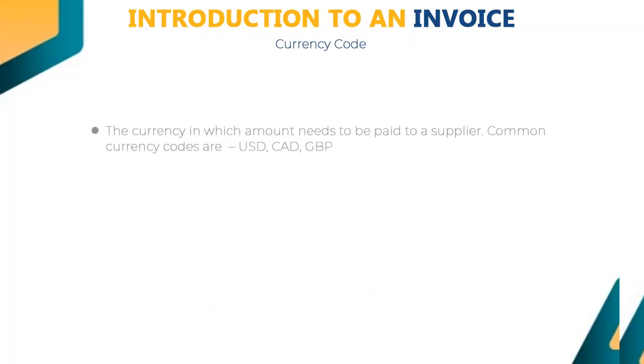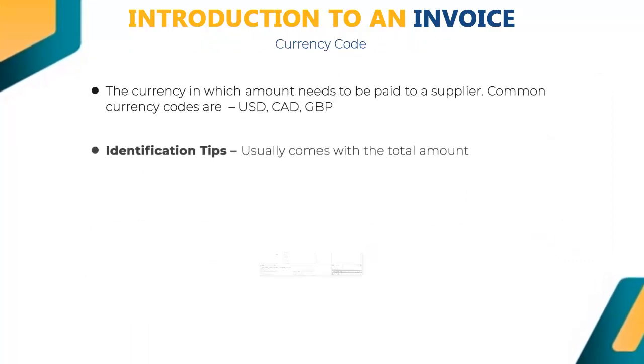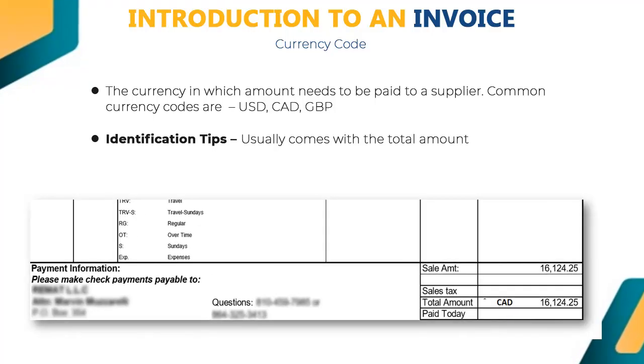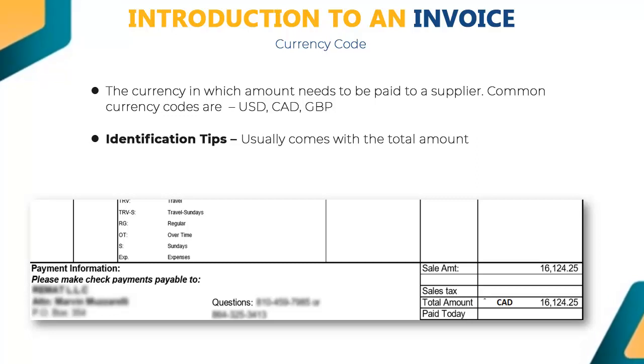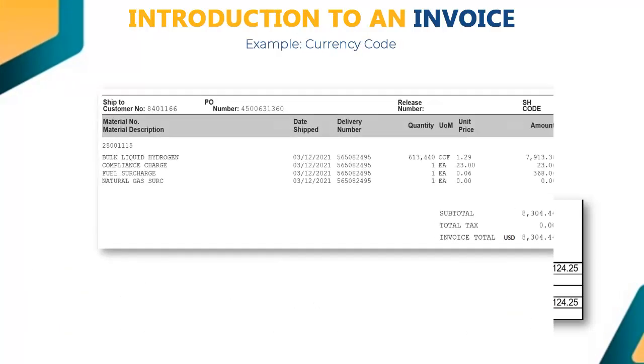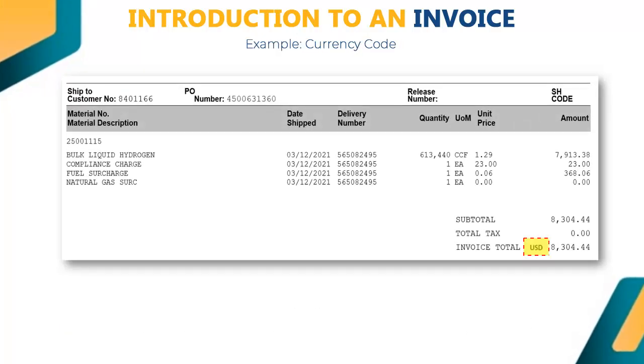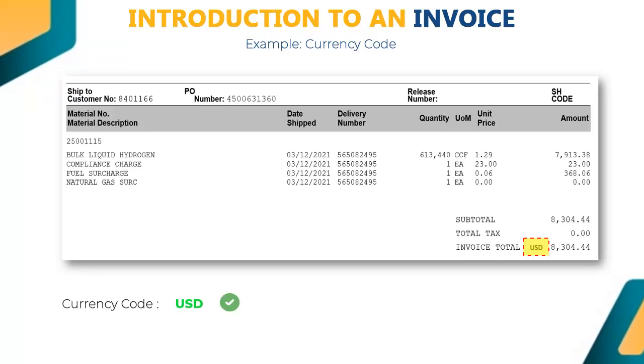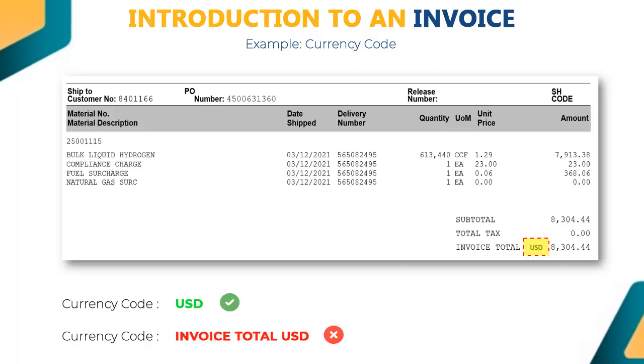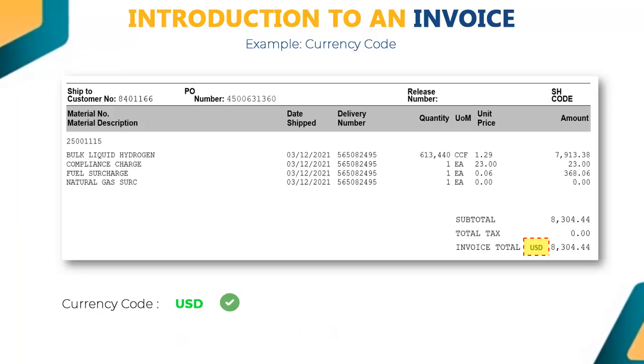Currency is the currency in which the amount needs to be paid to a supplier. Example: USD, CAD, GBP. They occur as a 3-letter alpha code or as a symbol like $ or euro. Identification tips: it usually comes with the total amount. Key only the currency code mentioned on the invoice: USD or GBP or CAD or INR etc. Do not key any numeric amount value or keywords like total, amount etc.